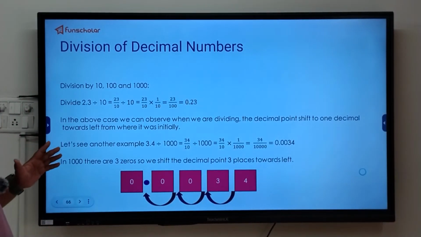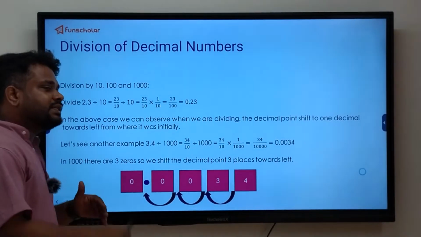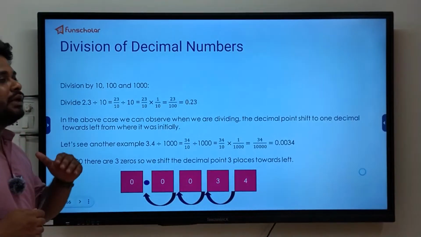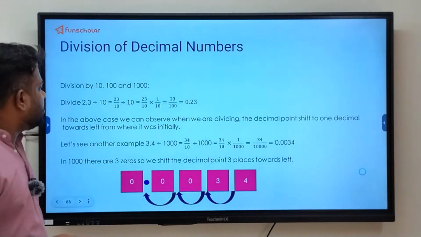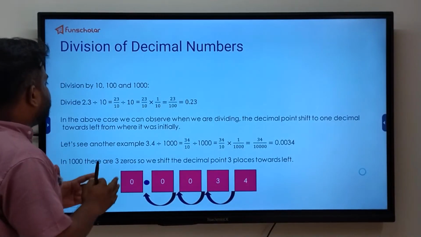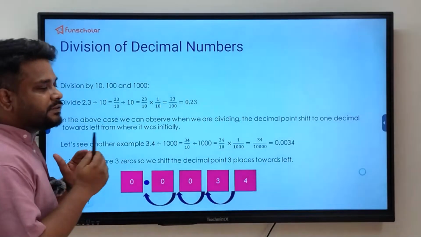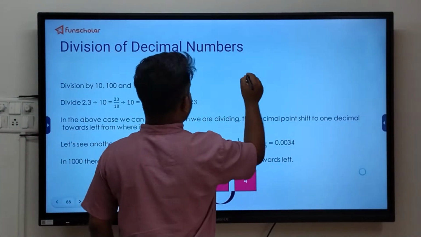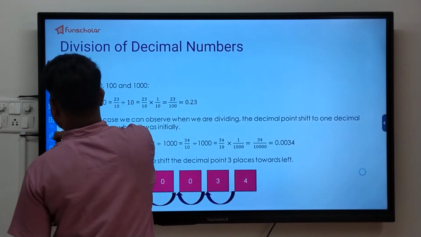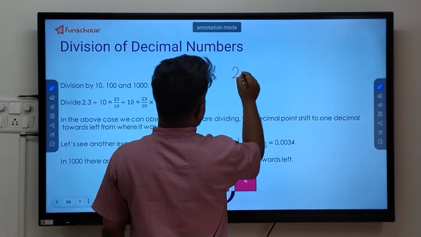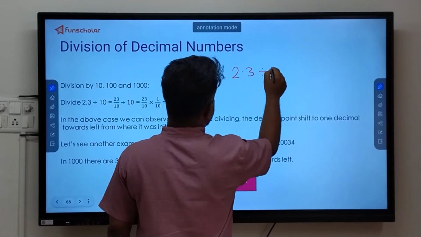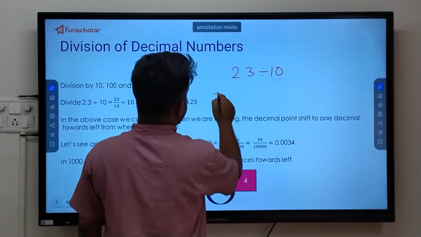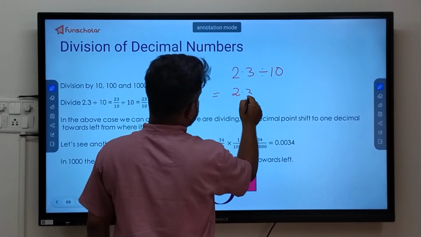Okay, division of decimal numbers. So just like turning a decimal number into fractions, we can also use division, or we can also use the place value system to divide any decimal number. Okay, division by 10, 100 and 1000. So if we have to divide a decimal number by 10, you can just write it like this.